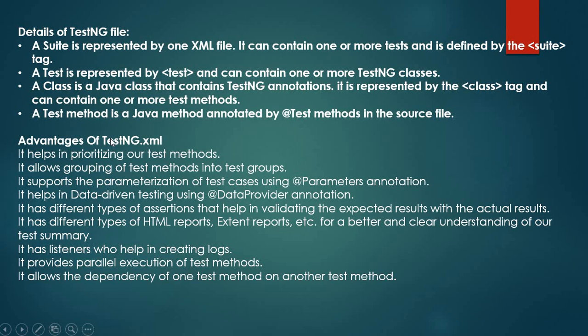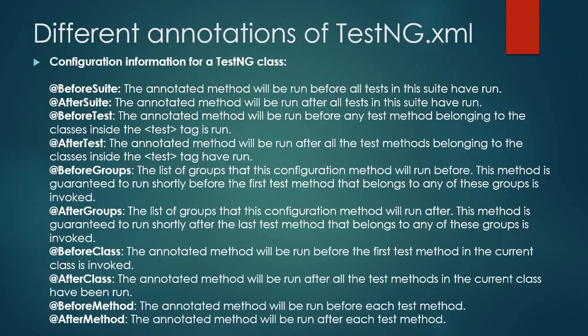So what are the main advantages of testng.xml? It helps in prioritizing our test methods. It has listeners which can help in creating logs. We can even add loggers using TestNG logs. And it allows grouping of tests. For example, whenever you have to execute a smoke test, you can group a set of smoke tests by specifying parameters and tag names, and using the tag names you can group them and use different annotations. There are multiple things inside the testng file. So these are some basic things of a testng file.